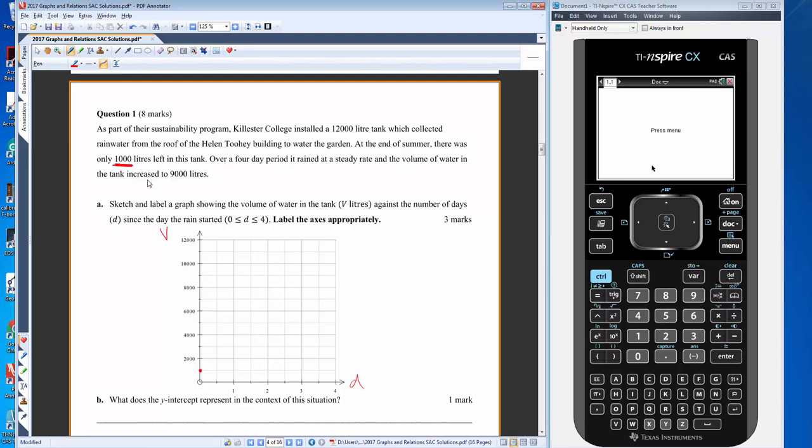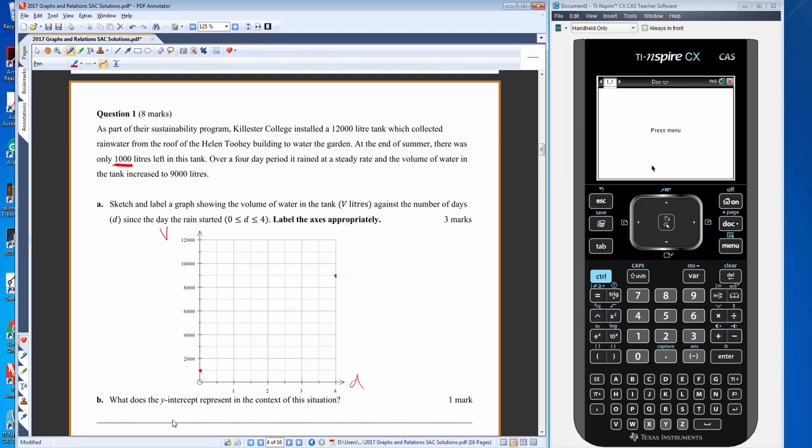Okay. And then when it finished raining over the 4-day period, so this is the first day, second day, third day and fourth day, there was 9,000 litres left in the tank. Okay, and then what you have to do is draw a straight line connecting them.